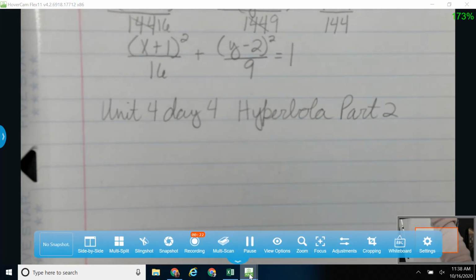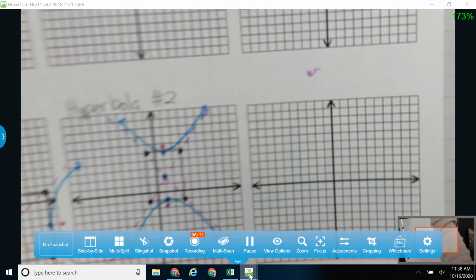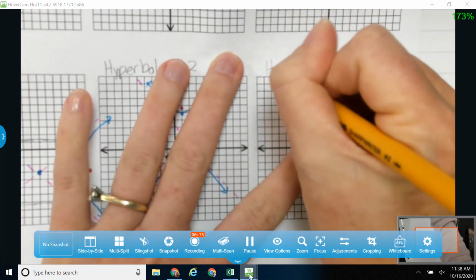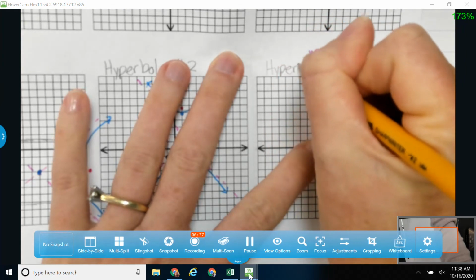Okay, I'm going to work one where we change from general to standard form, and then I'll work 2 puzzle problems, so just 3 questions today. All right, grab your graph paper 2, and let's label your next graph paper as hyperbola number 3.